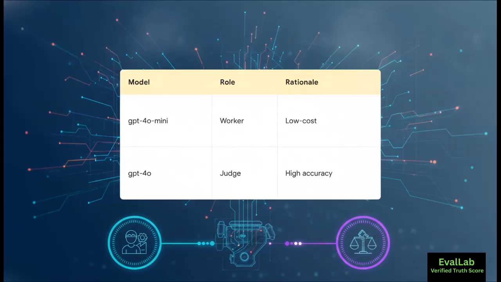We use a smaller model, GPT-4o Mini, as the worker to generate the chat drafts, simply because it's high volume and low cost. But for that critical evaluation judge role, we switch over to a premium model, GPT-4o, for maximum accuracy. It's a highly sophisticated, cost-aware strategy. You save money on the drafting, but you spend the money on the grading.